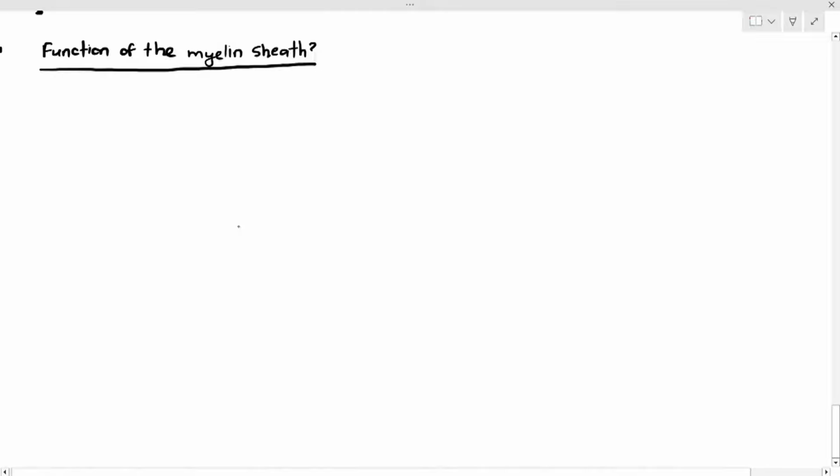Right, so for this particular part of the video, what we are going to be looking at is the function of the myelin sheath in transmitting action potential or nerve impulse. Now, just a bit of revision.